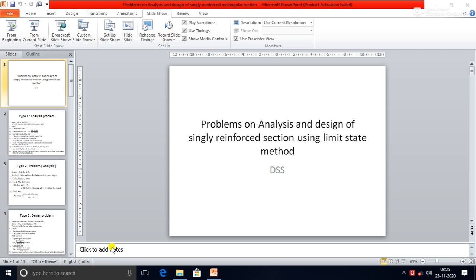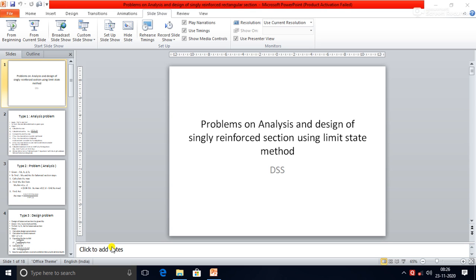But in limit state of collapse, there are different types: limit state of collapse in flexure or bending, limit state of collapse in shear, limit state of collapse in torsion, and limit state of collapse due to axial loading. These are the various considerations in limit state of collapse which we saw in the last lecture. Also, limit state of serviceability consists of cracking, deflection, vibrations, etc. All these we know from the last lecture.